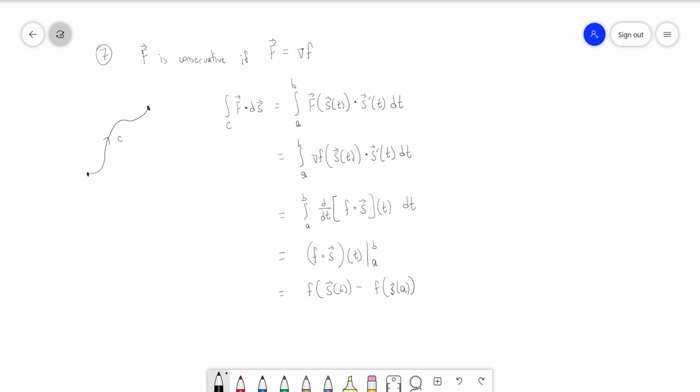Now, s of a should be giving you the initial point of your curve. So let's call that point A. And then your parameterization evaluated at the final time b should give you the endpoint of the curve, which we'll call B. So this is really just going to be little f evaluated at the final point of the curve, minus little f evaluated at the initial point of the curve, okay? So this says that if your vector field is conservative, you can evaluate the line integral by simply taking its potential function, evaluating it at the endpoints of the curve, and then subtracting. So you wouldn't actually need to bother with parameterizing your curve and doing all this stuff, okay?